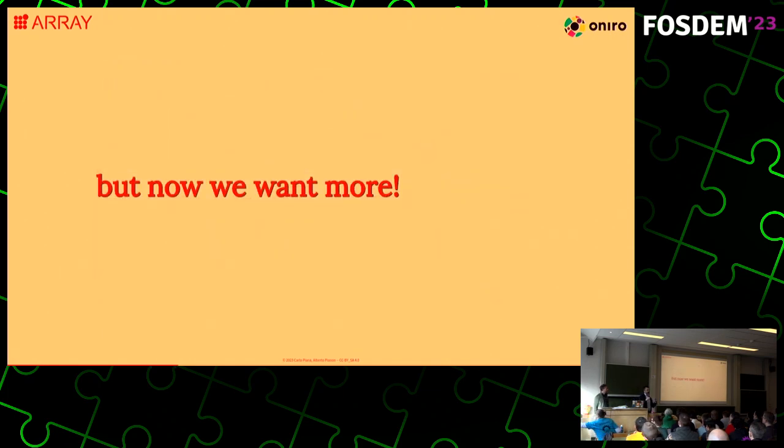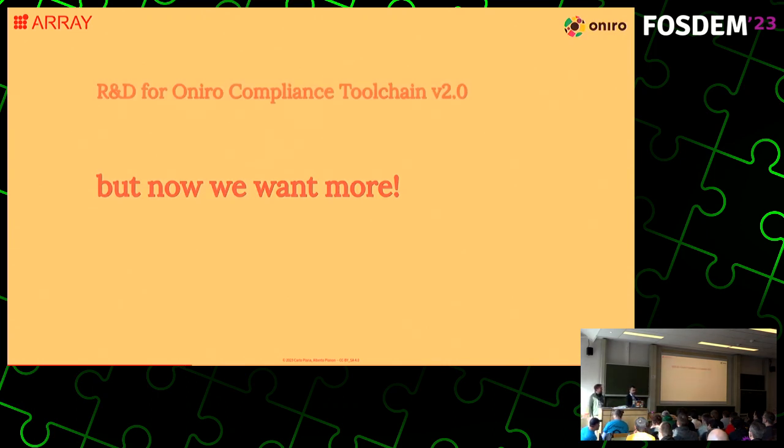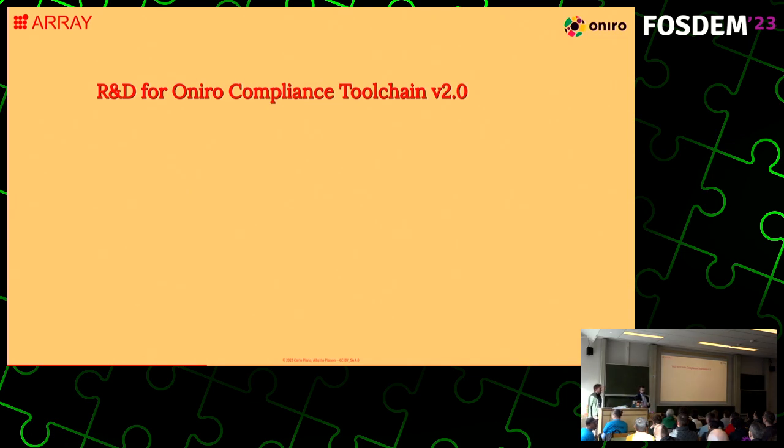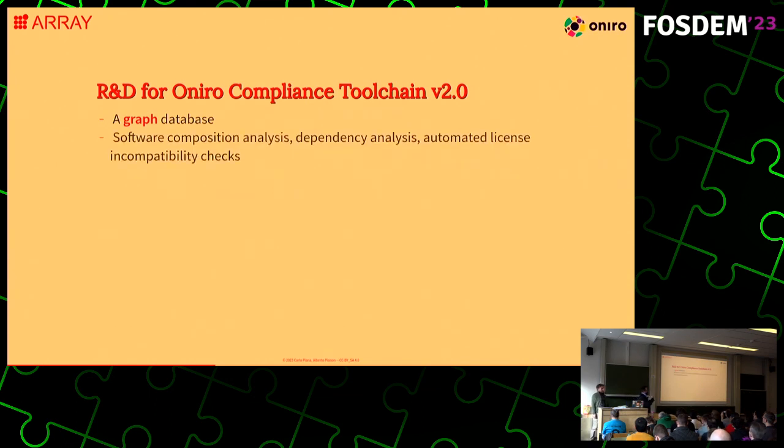That is just for knowing what components and what licenses are there, but we cannot stop there. We want to go further, and we have what we call the second phase of the compliance toolchain. We decided to go for a graph database for many technical reasons, because there are a lot of interactions and we need to traverse the database very easily. We need to do the missing part, which is software composition analysis, dependencies analysis, and incompatibility checks. And everything must be done automatically as much as possible.